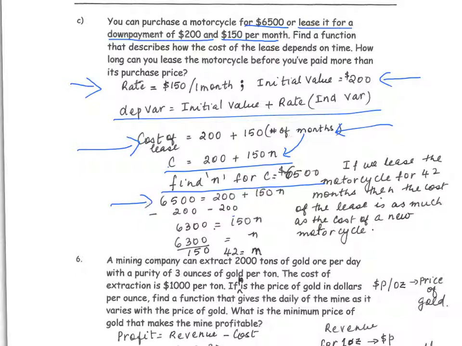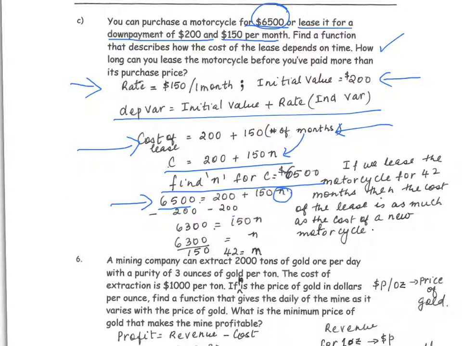So plugging in the numbers. So what are we trying to do here? We're trying to answer the second part of the question. How long can we lease it for before you've paid more than its purchase price, which is $6,500? So $6,500 is the purchase price, and we are trying to figure out how many months we can lease it for the $6,500. So plug in all the numbers.